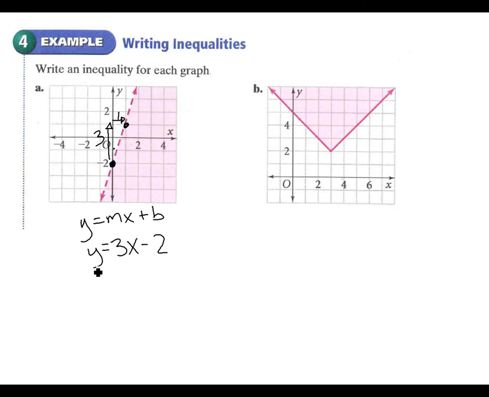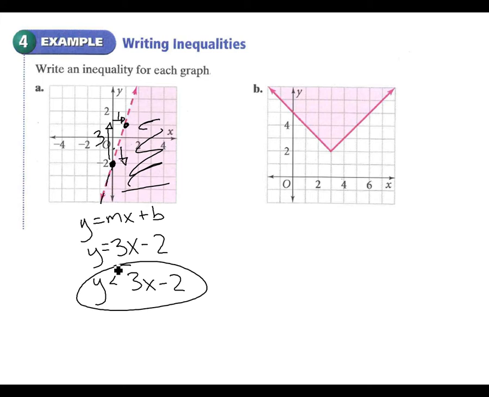But where are we shaded? We're shaded over here. That's below the line. So y is less than 3x minus 2. And since it's a dashed line, we're going to leave it without an equals on it. And that would be our equation.